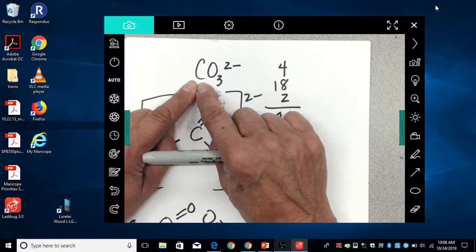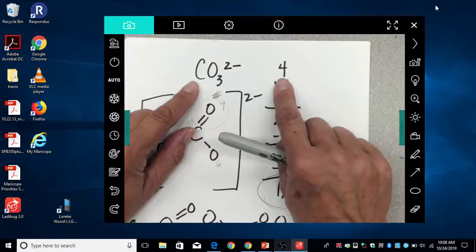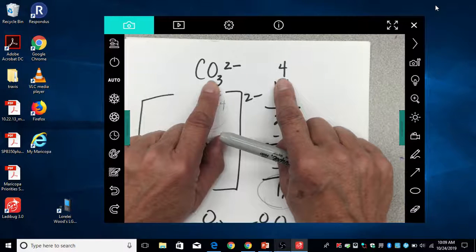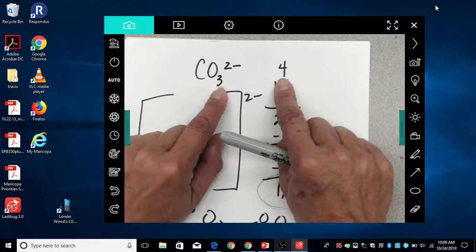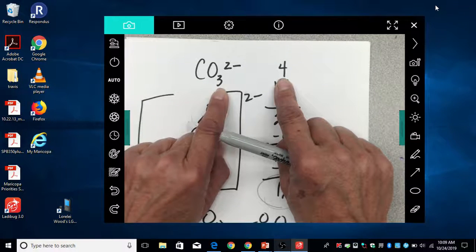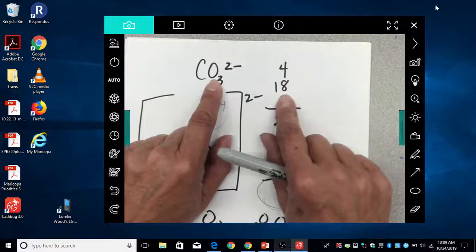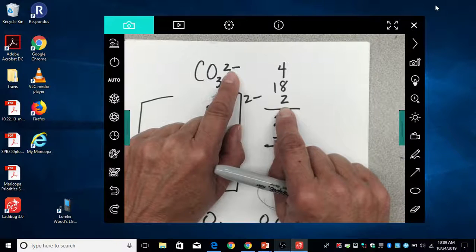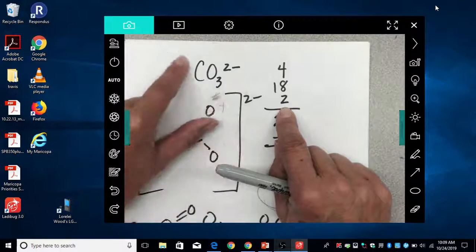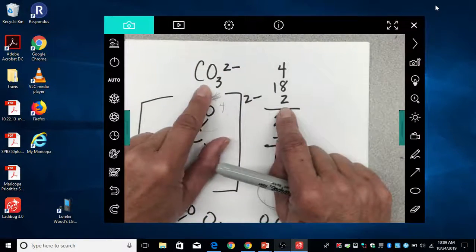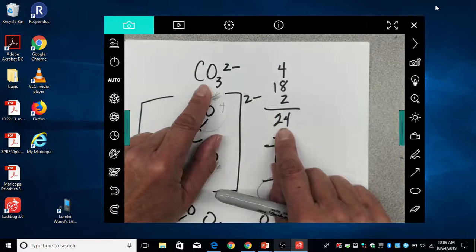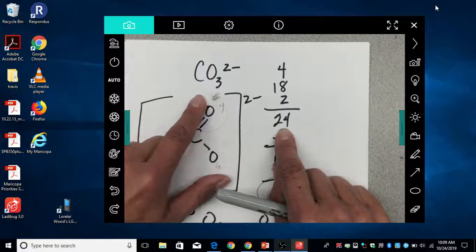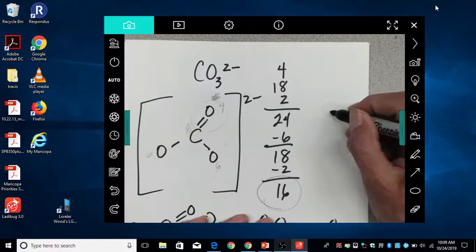for nonmetals, the number of valence electrons is the same as their group number. Carbon is in group 4, so it has 4 valence electrons. Oxygen is in group 6, so it has 6 valence electrons. There are 3 of those atoms in the molecule, so 3 times 6 is 18. And then we add the 2 minus. So the total valence electrons in a single carbonate ion, which is a polyatomic ion, is 24.